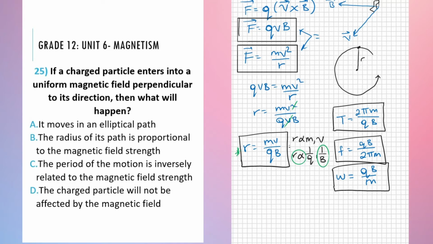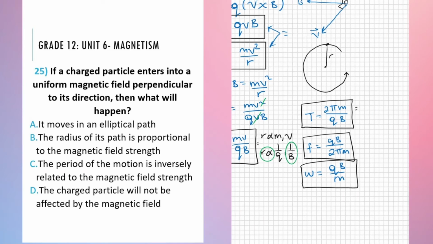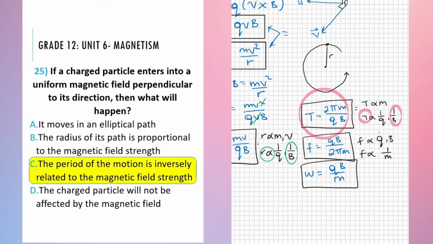So you can see here that, for example, the period is directly proportional to the mass, and it is inversely proportional to the charge and the magnetic field. In frequency, however, you have the opposite. The frequency is directly proportional to the charge and the magnetic field, but it is in fact inversely proportional to the mass. If we look at the question, we're actually more concerned with the time period. So we see that the time period is inversely proportional to the magnetic field, and that is in fact choice C. The period of the motion is inversely related to the magnetic field strength. And that's it for this question.